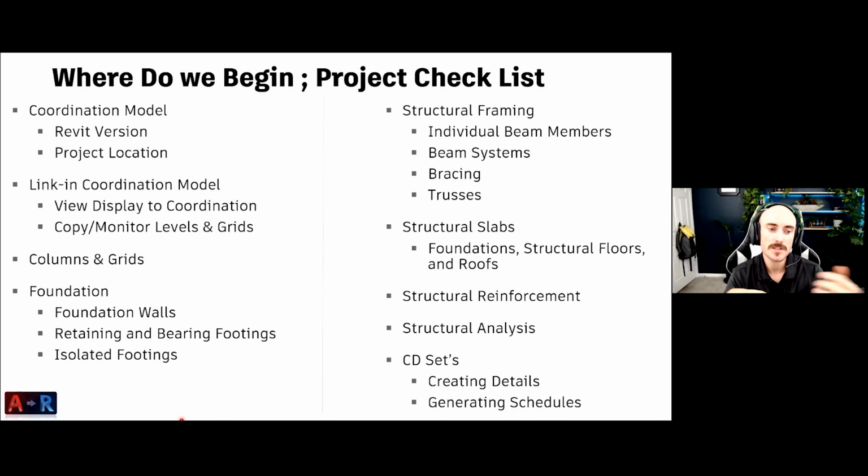Next is columns and grids. Grids should have been copy monitored. If we needed to place any more, then we can place our columns. Then our foundation items, such as our foundation walls, any retaining or bearing footings, and isolated footings as well. We'll then go through and place our structural framing. Individual beam members, and beam systems are a great use case for joists. Make sure though, when you're placing your individual beam members, that under the options bar you select the individual beam members to be girders. If you use an automatic placement in beam systems, they can be automatically placed.